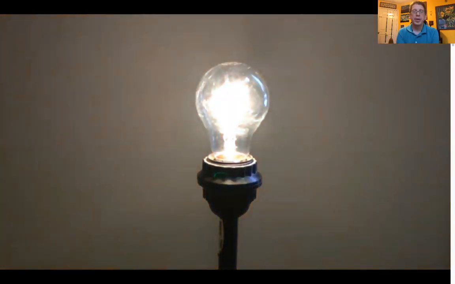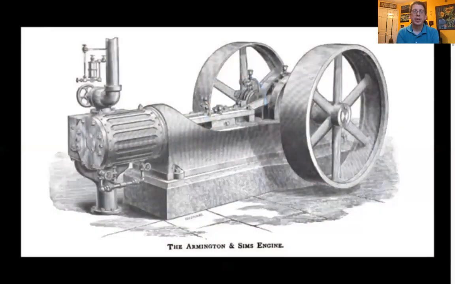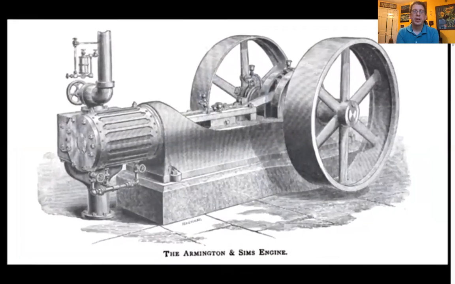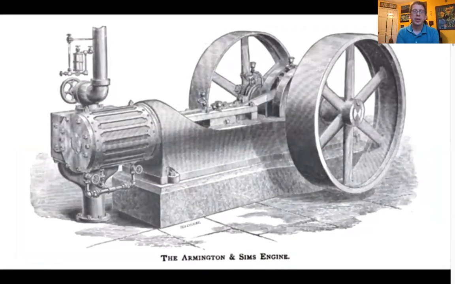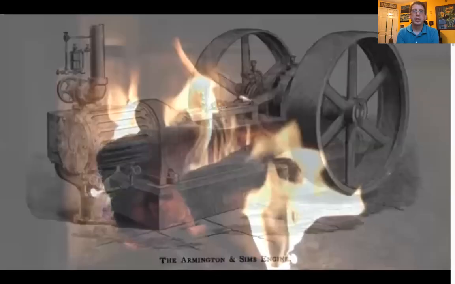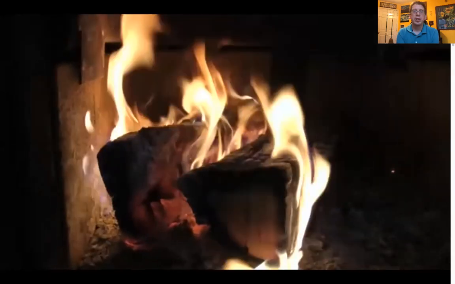Edison's system typically used a steam engine to drive a generator, creating direct current electricity. This is an Armington and Sims steam engine. Edison purchased hundreds of these to turn his generators. Steam engines like this were fueled with coal, wood, or oil.